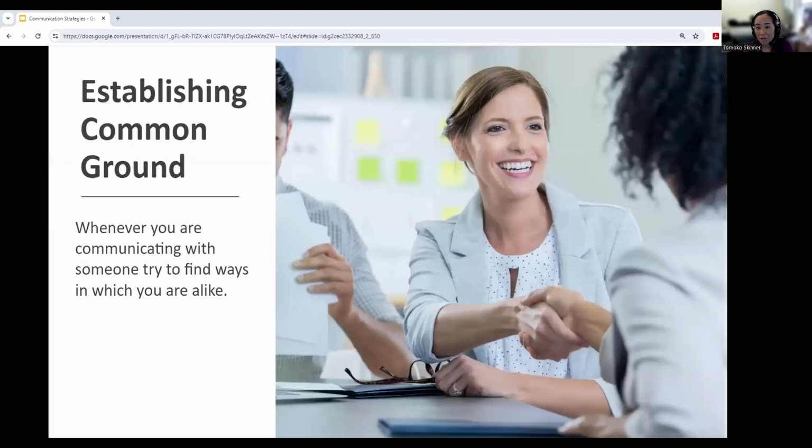Establishing common ground. Finding common ties can be a powerful communication tool. Think of those times when a stranger turns out not to be a stranger, that the person next to you on the train grew up in the same town that you did, or that the coworker you never really liked enjoys woodworking as much as you do. So whenever you're communicating with someone, whether it is a basic conversation, a problem-solving session, or a team meeting, try to find ways in which you are alike. Focusing on positive connections will help you build stronger relationships and better communication.